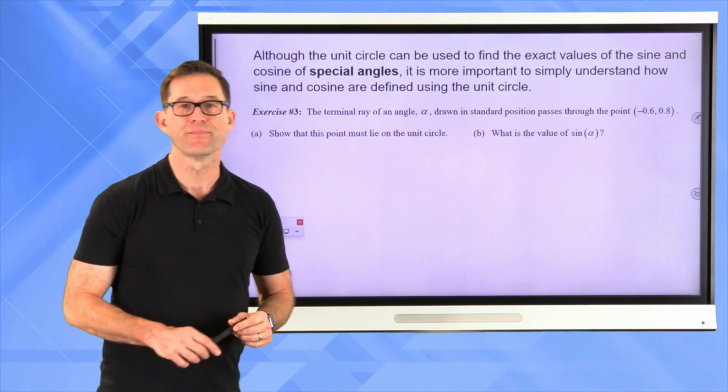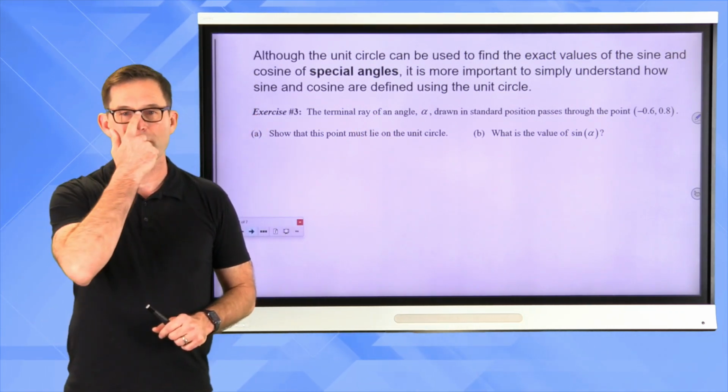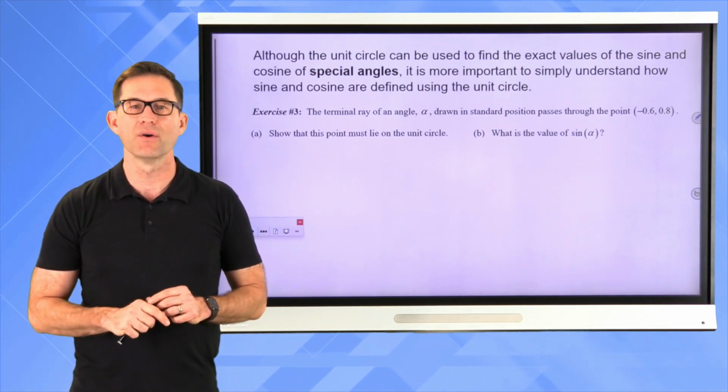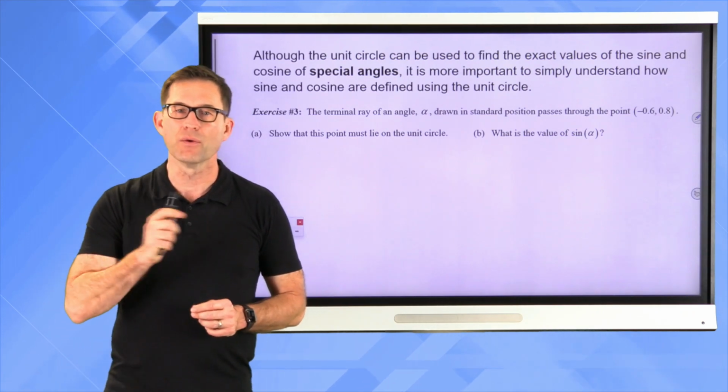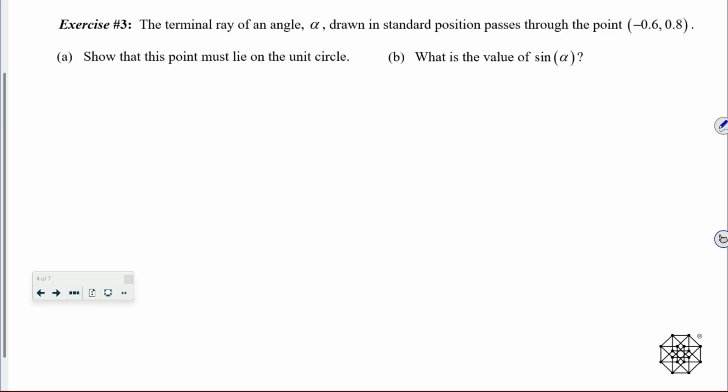And let's keep going. Although the unit circle can be used to find the exact values of the sine and the cosine of special angles, it is more important to simply understand how sine and cosine are defined using the unit circle. Right? So exercise number 3. The terminal ray of an angle, alpha, drawn in standard position passes through the point negative 0.6, comma 0.8. Letter A. Show that this point must lie on the unit circle.